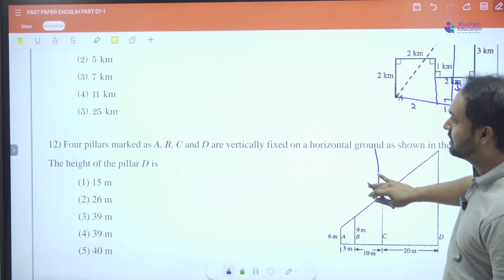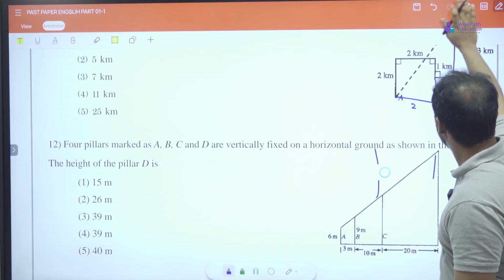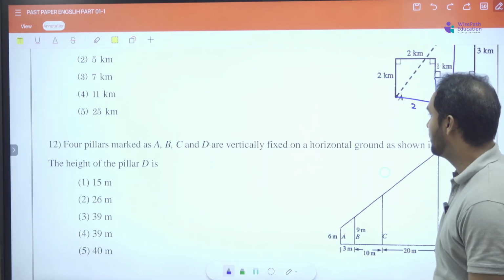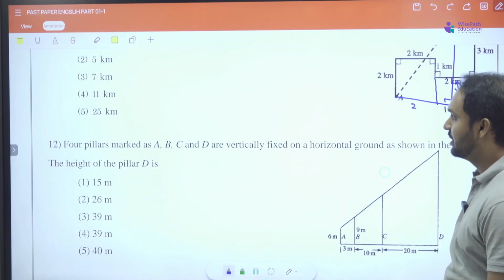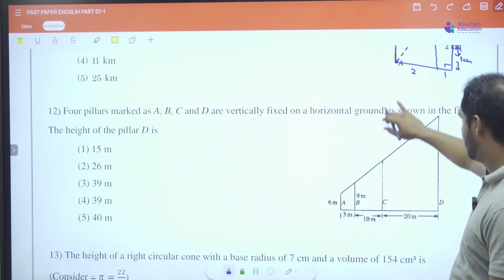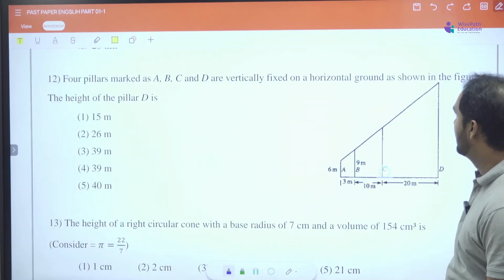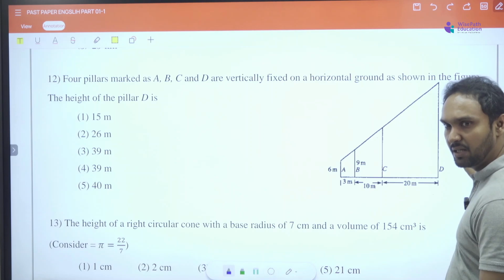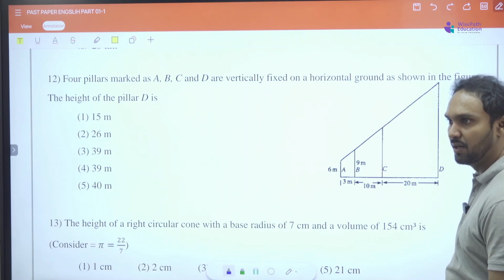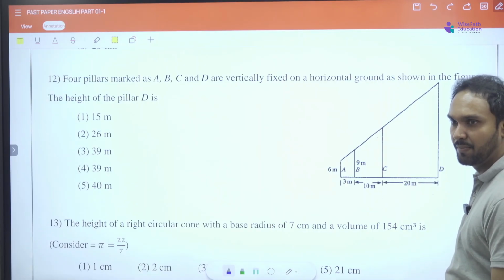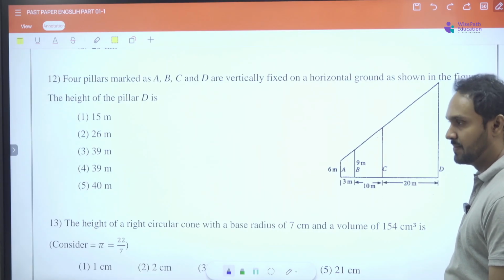4 pillars marked as A, B, C and D are vertically fixed on a horizontal ground as shown in the figure. The height of the pillar D is, right? So 4 pillars are there and they are fixed to the ground, and they are asking for the height of D. This is maybe a bit difficult. Maybe, I don't know. Try it. 1 minute. Try it. Draw a sketch. Try to answer it quickly.